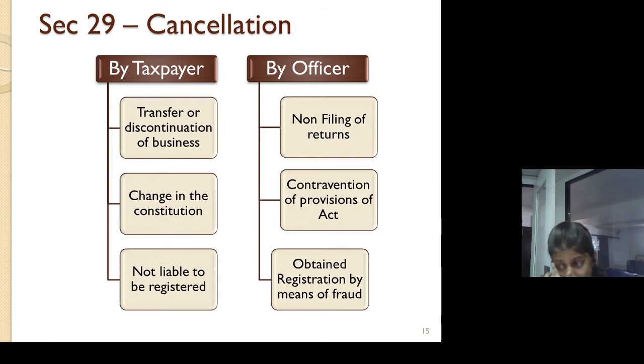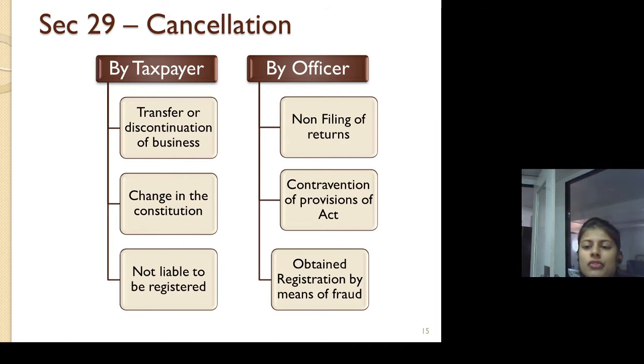Next, you're not liable to be registered. Maybe there comes a change in law, or your goods go under the exempt category, or you are no longer in the limit. Then you are not required to hold registration, and you can go and apply for a cancellation. Earlier you were liable, now you're not liable, so you can definitely apply for cancellation. Now, when will the officer be allowed to cancel the registration of certain registered persons?